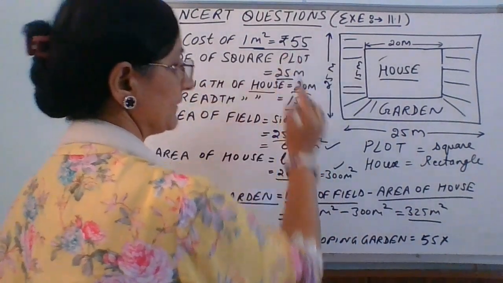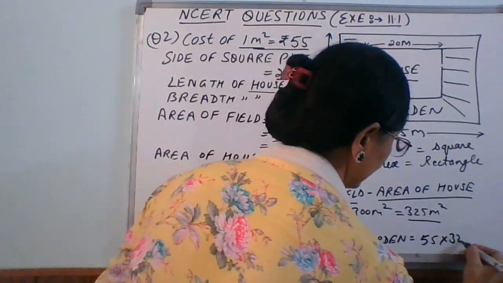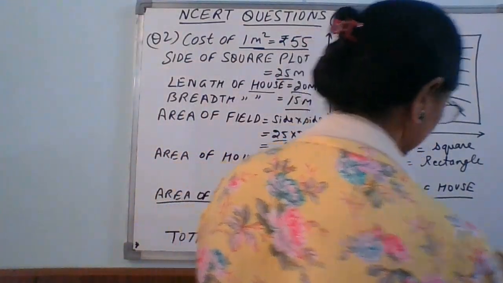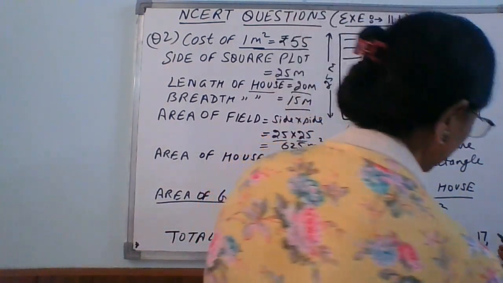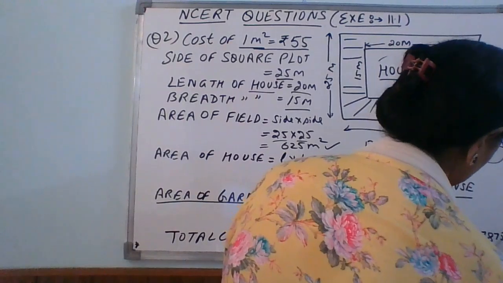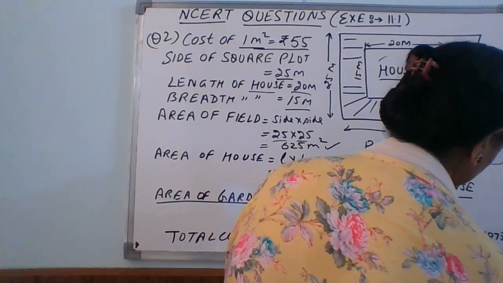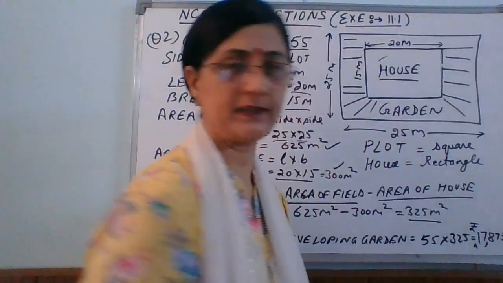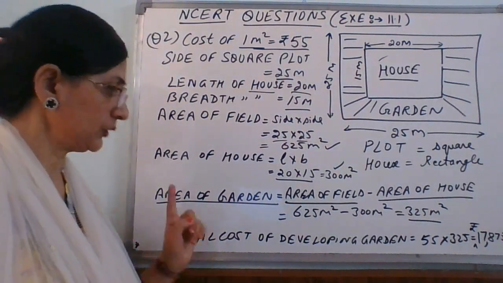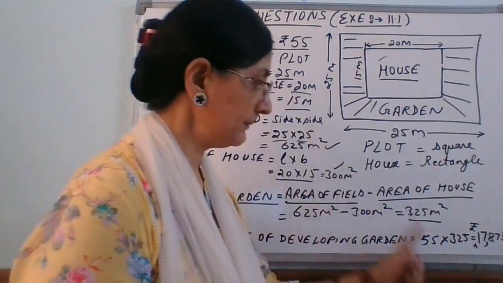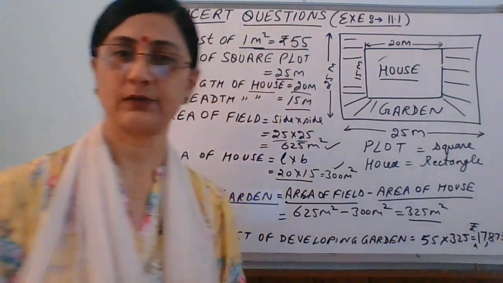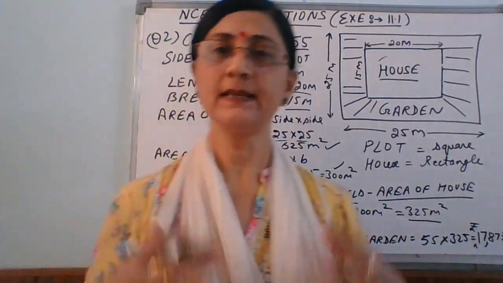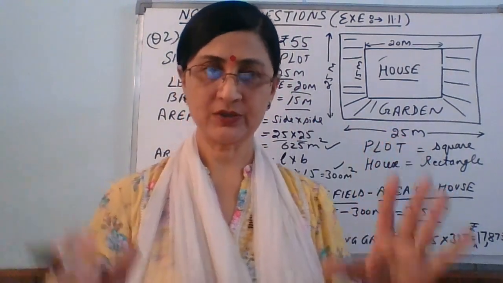So here 55 से आपको 325 मल्टीप्लाई करना है. तो आपका मल्टीप्लाई करके जो आंसर आएगा, आंसर you can calculate 17,875 रुपीज. ठीक है. So this is the total cost of developing the garden. पर मीटर की कॉस्ट and the total area of the garden. So answer comes out to be 17,875.